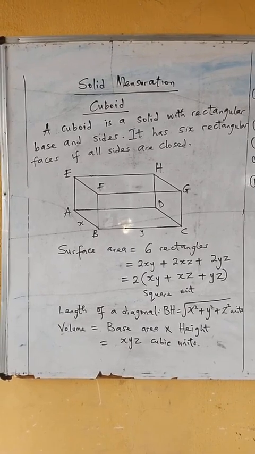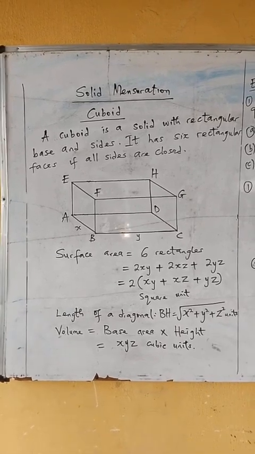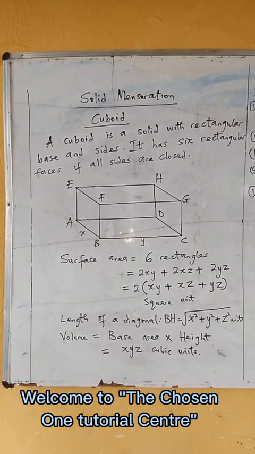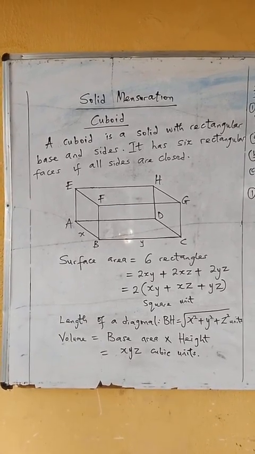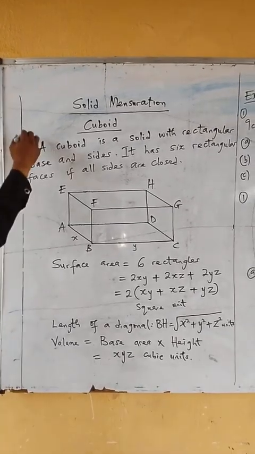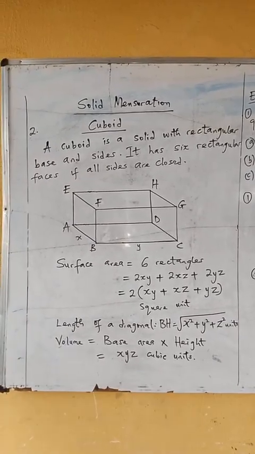And the topic that we'll be considering today is cuboid. Please, I want to encourage you to watch my previous video where I explained the concept of a cube and I solved relevant examples on it. So this is the second one, it's number 2, whereas the cube is number 1.